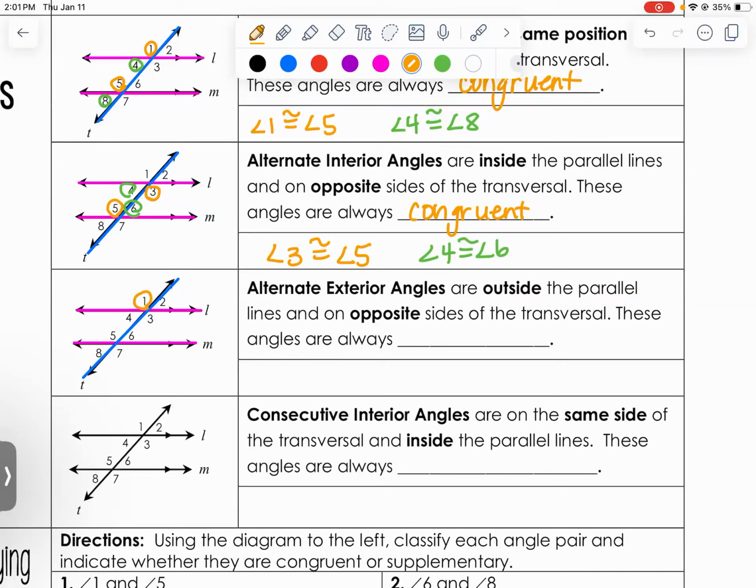Angle 1 is on the outside. So what angle in the other group is on the outside, but opposite of that blue line? 7. Okay, so we know that the angle that we traced matches angle 1. Go put it on angle 7.